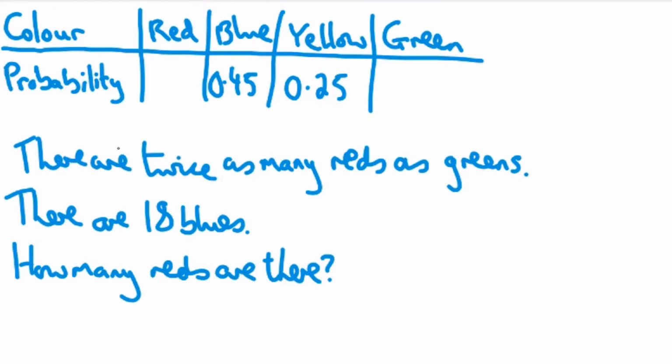Now in the statements we're told that there are twice as many reds as greens, and that there are 18 blues in reality, and therefore it's asking how many reds are there really.